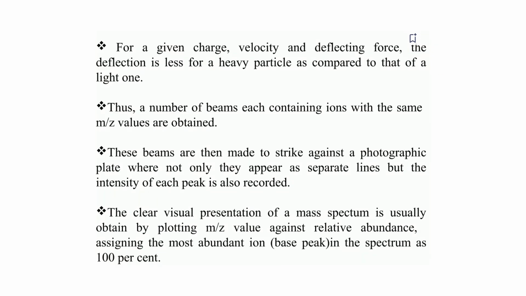For a given charge, velocity, and deflecting force, the deflection is less for a heavier particle as compared to a lighter particle. Thus, a number of beams, each containing ions with the same m/z values, are obtained, and the beams are then made to strike a photographic plate where they not only appear as separate lines, but the intensity of each peak as a result of the bombardment is recorded. The clear visual presentation of a mass spectrum is usually obtained by plotting m/z values against the relative abundance, assigning the most abundant ion in the spectrum as 100%. That is the base peak.